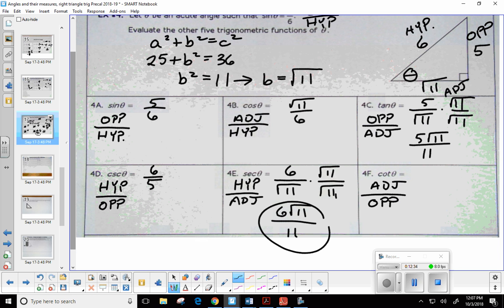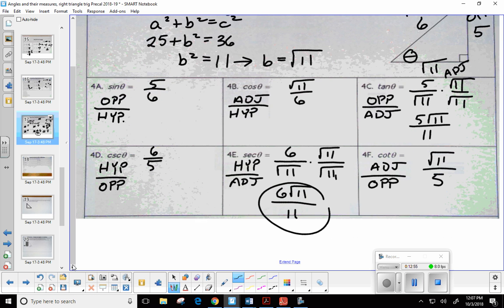We want the adjacent over the opposite. Square root of 11 over 5. If you go straight to the diagram, it'll give me that. Does anybody want me to take the answer for tangent, flip it, and show you that you're going to end up with that? No? You do? Okay. Let's do it.